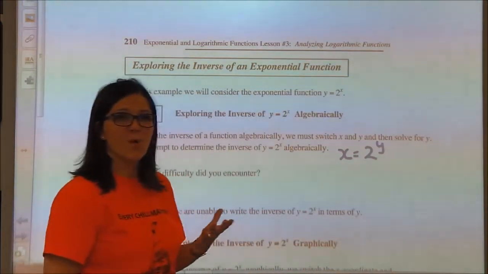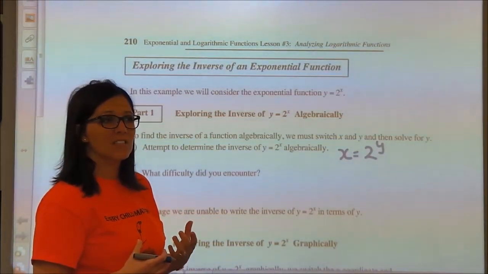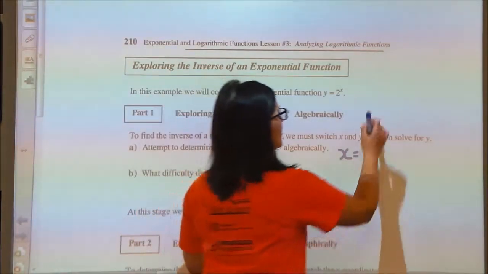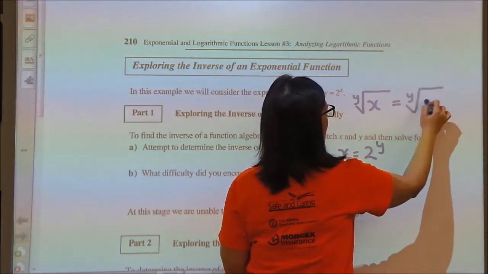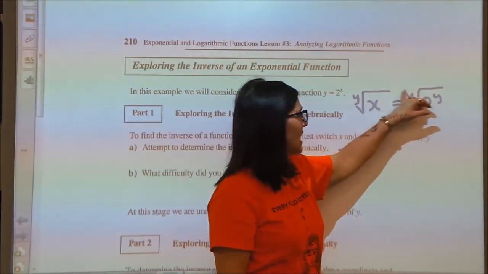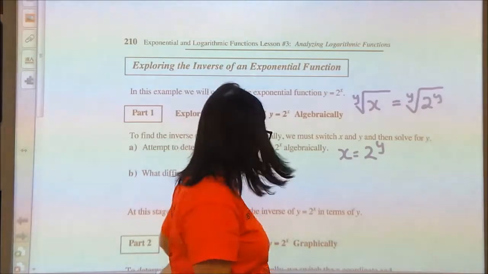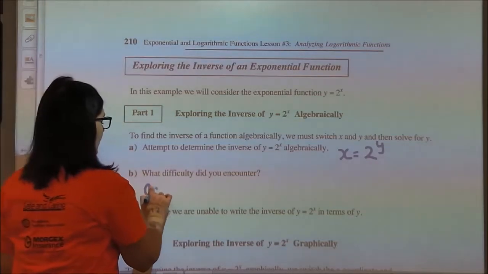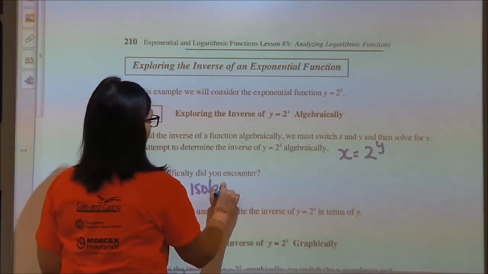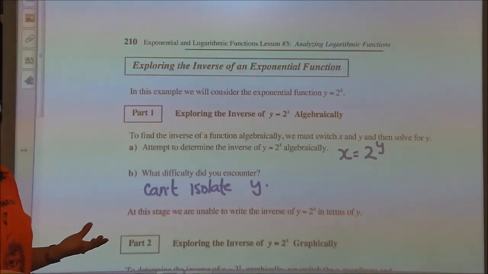So what strategies do you have for when y is in the exponent? Well, at this point, the only strategy that I have is to y root it. So I could try something where I take the y root of x and the y root of 2 to the power of y, because these are going to cancel out. But now I have y as the index of a radical. That didn't get me anywhere closer to what I need to do. So the problem is I can't isolate y. So does that mean that we can't find the inverse of this equation? Well, let's look at the graph.